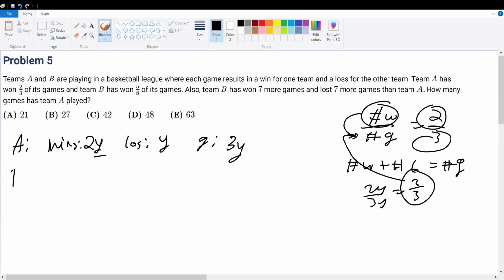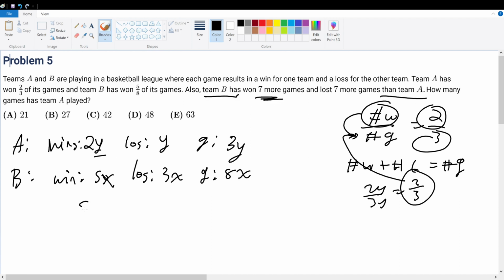The same relationship goes for B. Well, they won 5x this time, and they played a total of 8x games. So the number of losses is 8x minus 5x, which is 3x. So now we can quantify this term. B has won 7 more games than A, so the number of wins for B has to equal 2y plus 7. And we also know it has lost 7 more games than A, so 3x is equal to y plus 7.